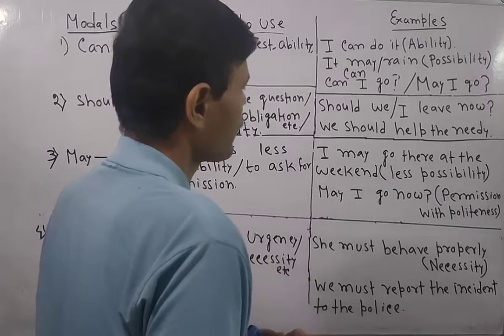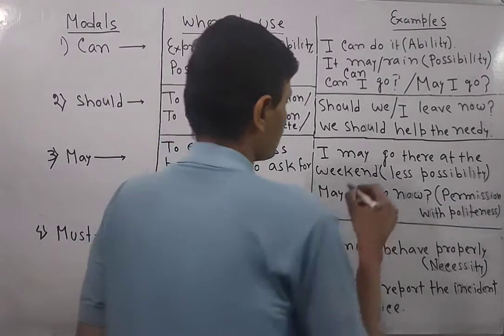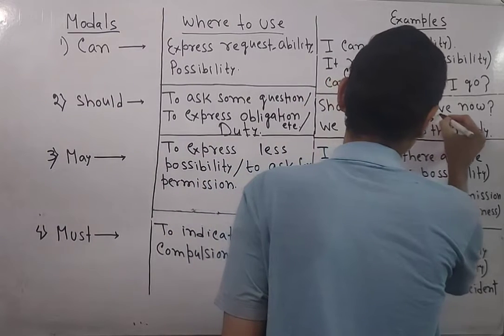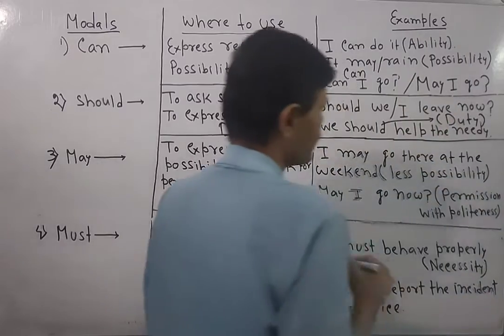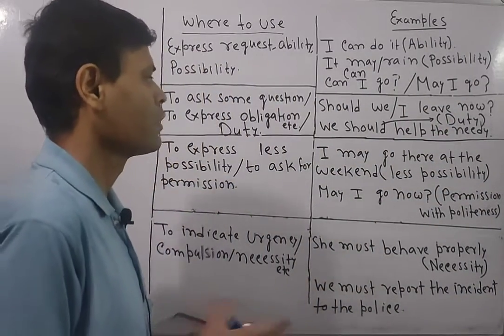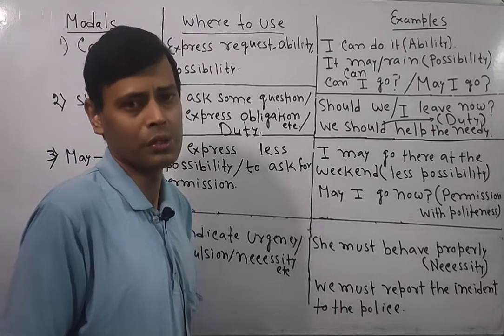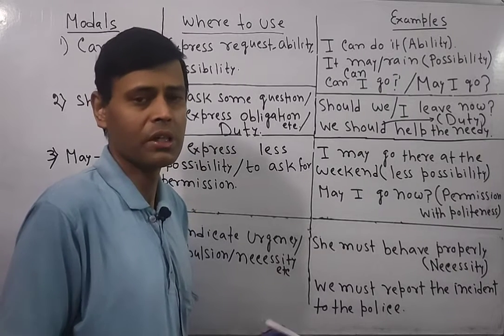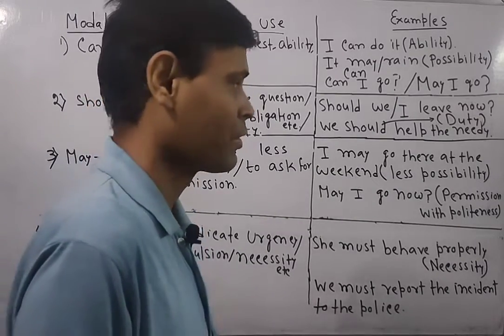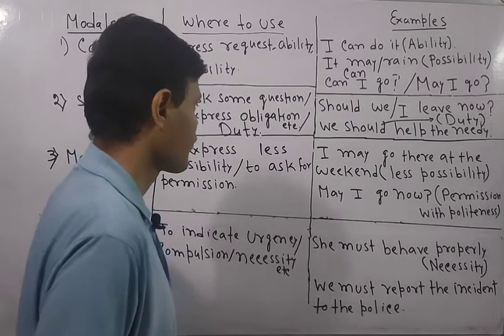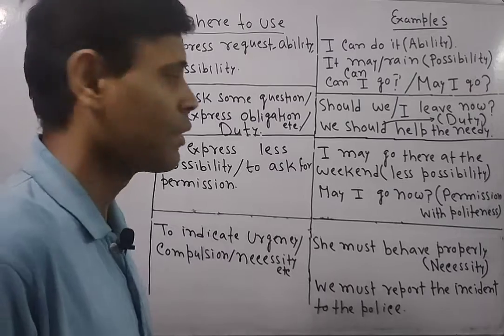We should help the needy. It is all about expressing obligation or duty. So in case of obligation or duty, we can write should. We can also write should while giving some advice. You should do it. It indicates some kind of obligation and it also indicates some kind of advice. So in case of giving advice or in case of obligation or duty, should can be used.